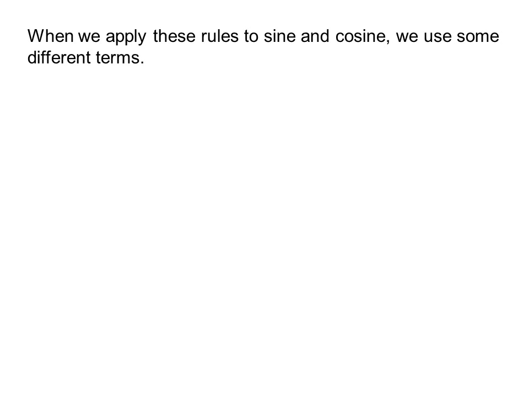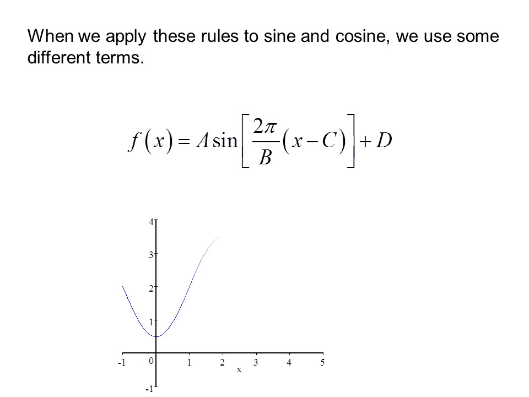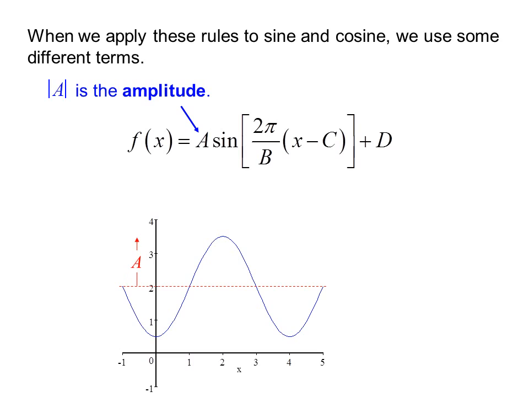When we apply these rules to sine and cosine, we use some different terms. We'll write f of x equals a sine of the quantity 2 pi over b times the quantity x minus c, with a plus d added at the end. And I've drawn this graph to illustrate what we mean. The absolute value of a at the beginning is the amplitude, and the amplitude is the distance from the center to the high point or the center to the low point. The absolute value of b is the period, and the period is the length of one cycle.